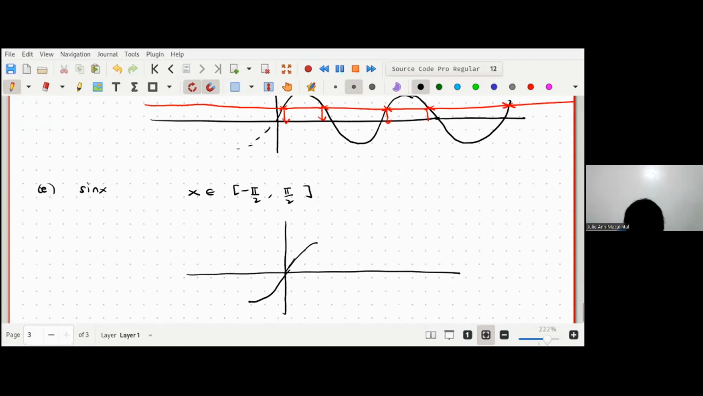Diba? So something like this. So this is minus pi over 2. Ito yung pi over 2. So ito yung domain. If we use the y equals a constant test, ito, unique yung value ng x for each y. Pag nandito, ito yung mapupuntahan na value. So, sine of x within this restricted domain is 1 to 1.